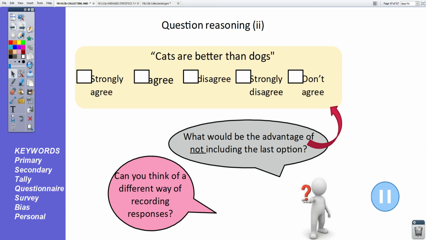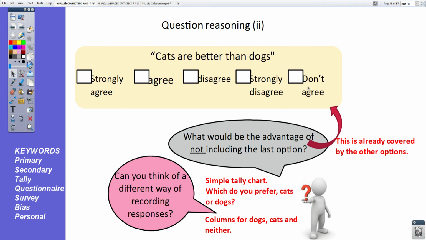Okay, let's have a look. Well, this last option has actually been covered by the other options. If you look carefully, if you read this through, you'll see that don't agree is covered by what's already been written here. A different way of recording the responses would be a simple tally chart. Which do you prefer, cats or dogs? And columns for dogs, cats and neither. And as you ask people, do you prefer cats or dogs? They just say cats, tick. Dogs, tick. Don't like either, tick. And so on. Very straightforward.